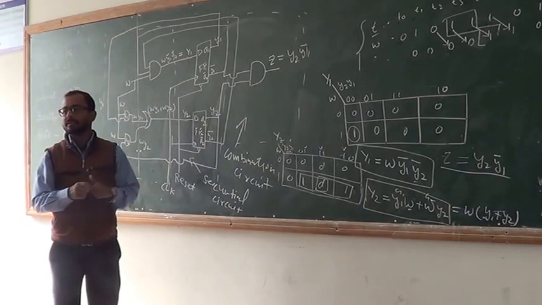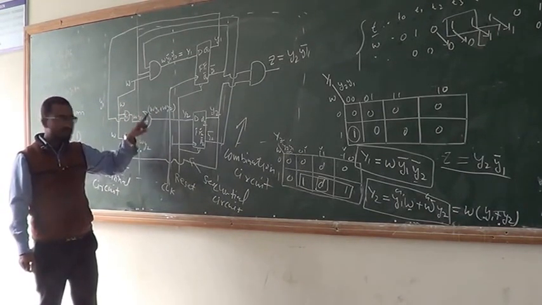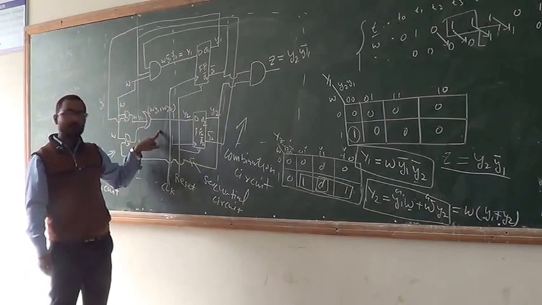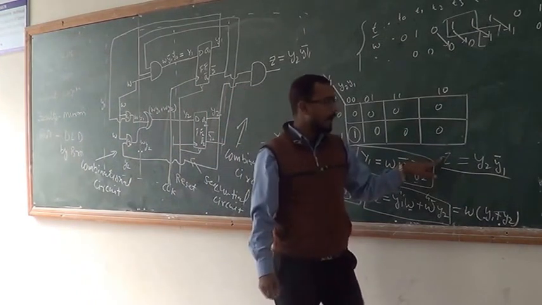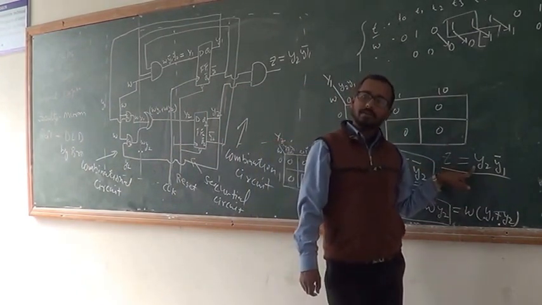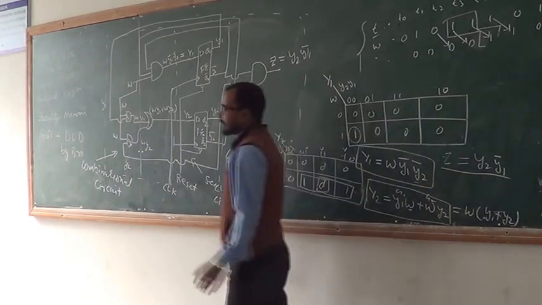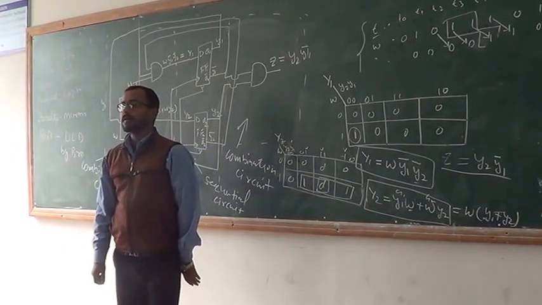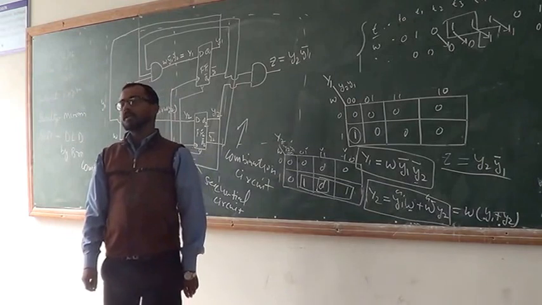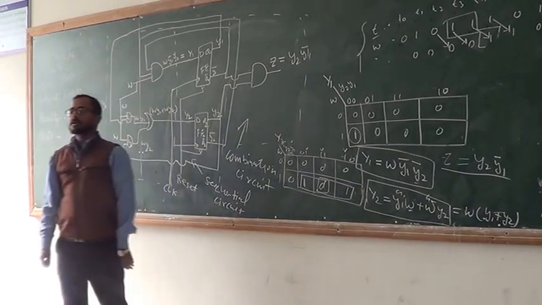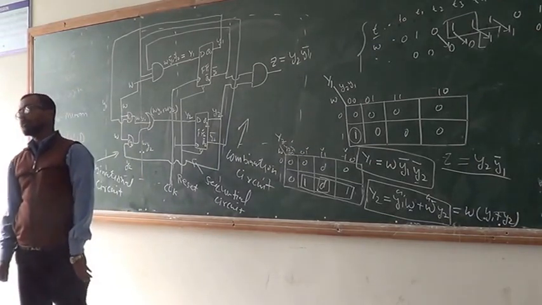Now, this is an example for a Moore machine, and here the machine output totally depends upon state. Those machines whose output totally depends upon state are called a Moore type machine, and those machines whose output depends upon the state as well as input are a Mealy machine.